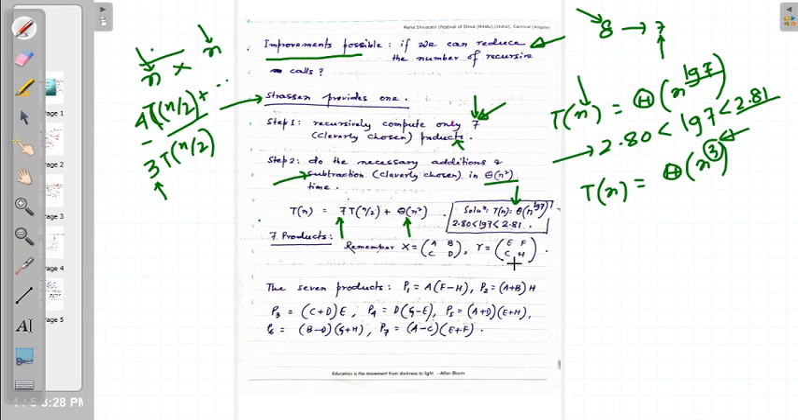Okay, so these are the 7 products that Strassen's method has. This is our X matrix, this is our Y matrix, and we have these blocks: A, B, C, D. If you remember, this A is a block. This is not a single number, this is another sub matrix.